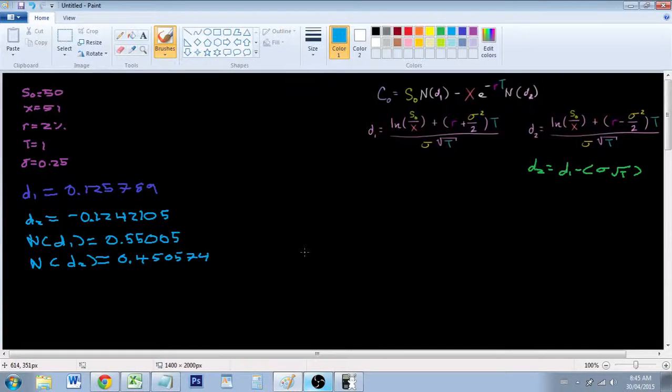We're going to talk about the Black-Scholes formula, what it does, and how to use it. So here's the formula for the Black-Scholes without dividends. That's the key distinguisher. If you have dividends, it's slightly different.